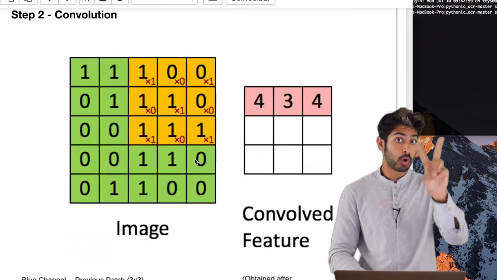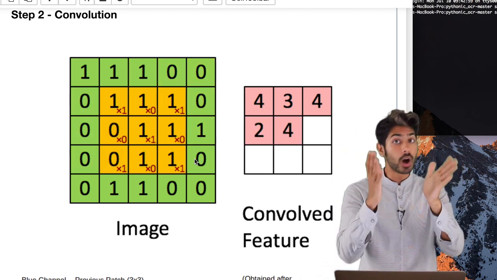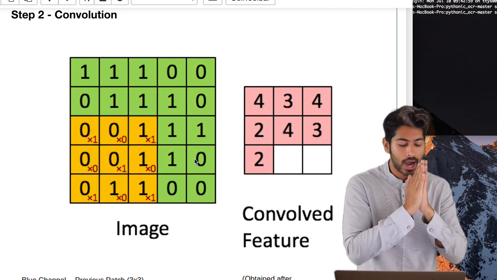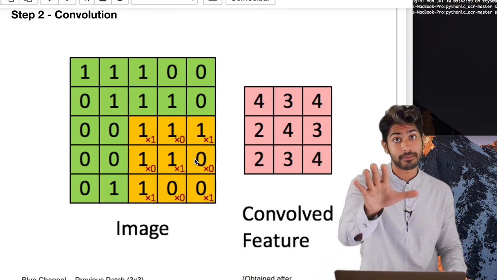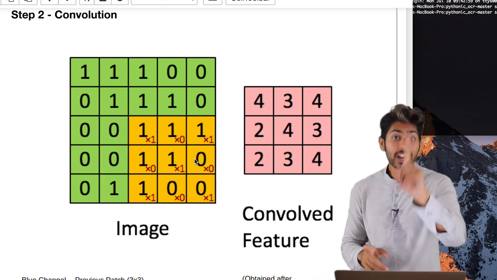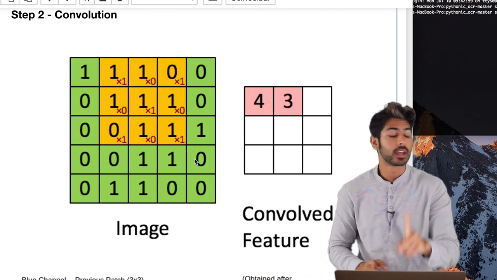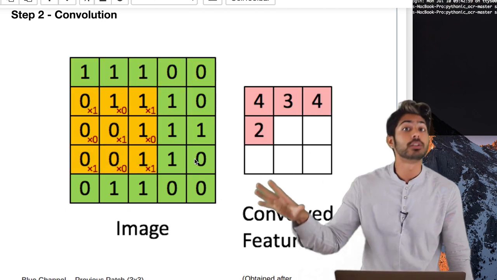Step two is to perform convolution. Now you might be asking, what is convolution? Well, I'm here to tell you that convolution is an operation that is dope. Here's why it's dope. Because it's not just used in computer science and machine learning. It's used in almost every field of engineering.